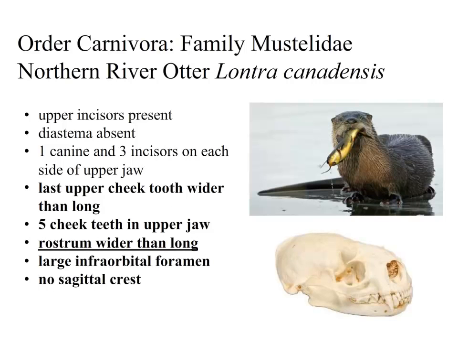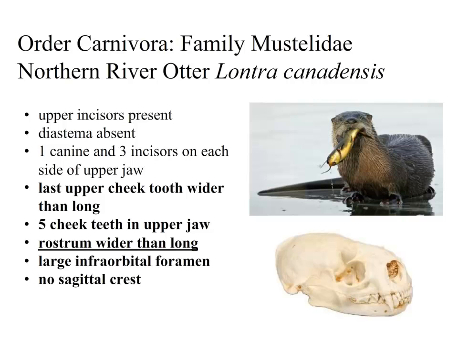So in this family, jumping into the Mustelidae, we've got a northern river otter. Very different life history. So we are now no longer a carnivorous terrestrial animal. We're, of course, now aquatic. So we still have upper incisors. We still don't have a diastema, characteristic of carnivores. We have 1 canine, 3 incisors on each side of the jaw.